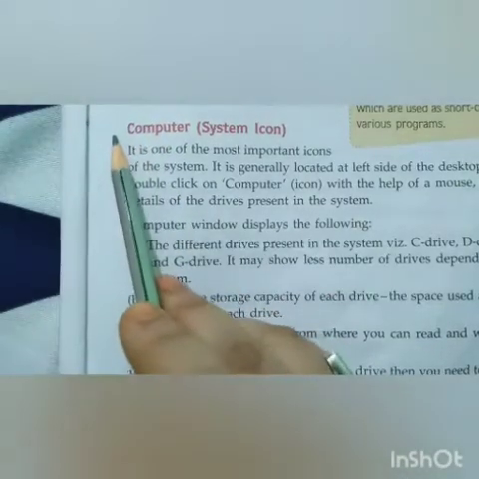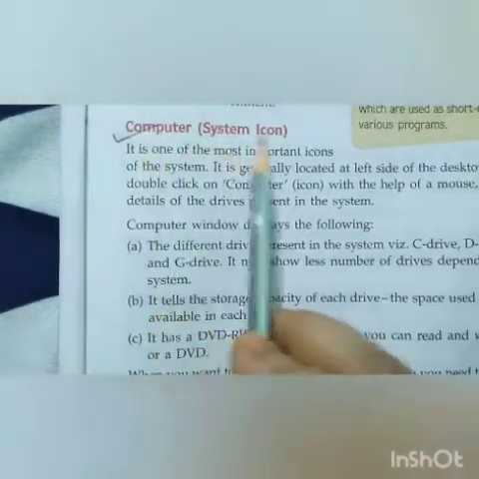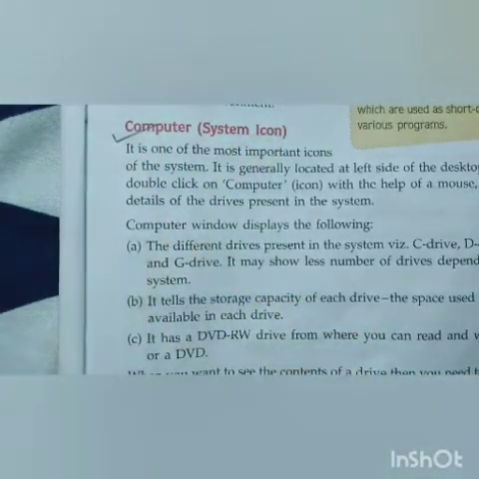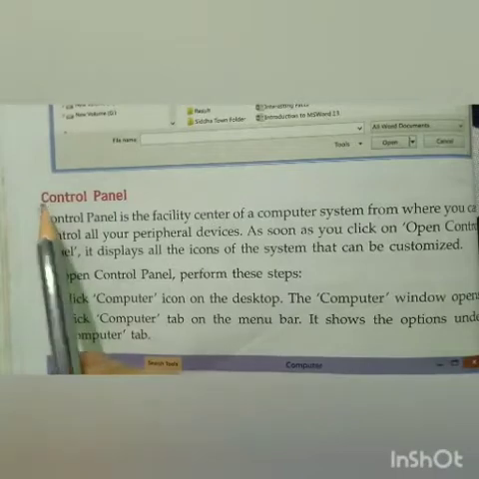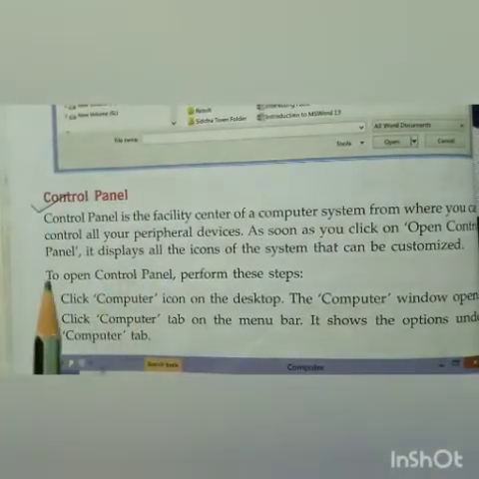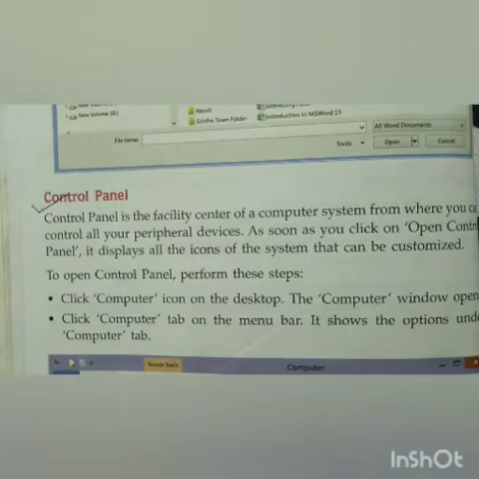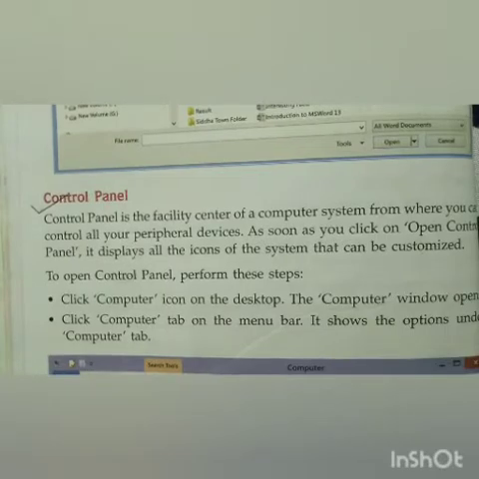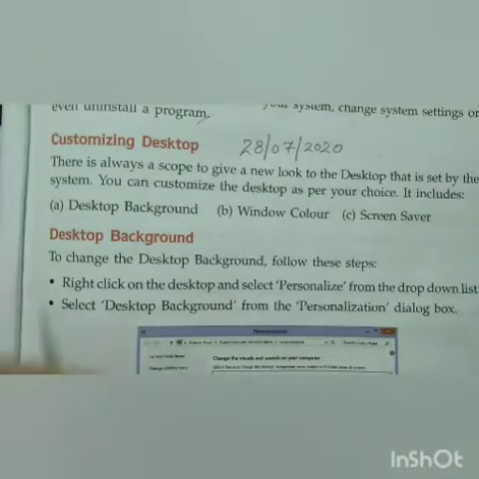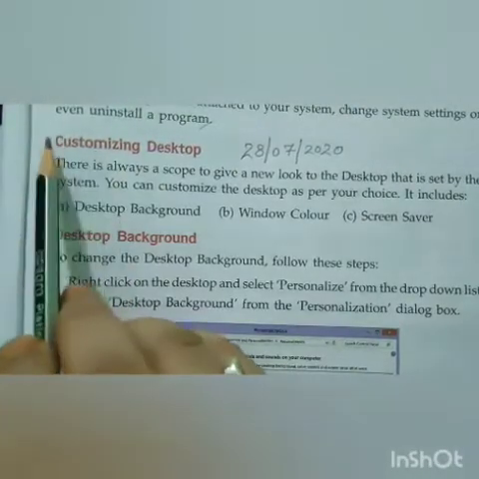Next, we have discussed the features of Windows. Also, we have studied the computer system icon. What is a computer system icon? What are its uses? After that, we have discussed the control panel. The control panel provides you the facility to manage peripheral devices like keyboard and mouse. It manages their settings. You can configure the peripheral devices from the control panel section. Now today we'll continue with our next topic, customizing desktop.